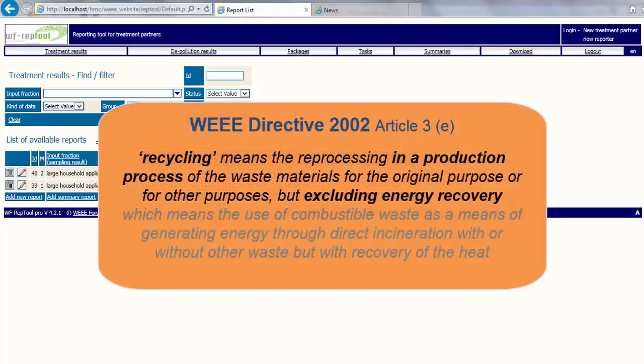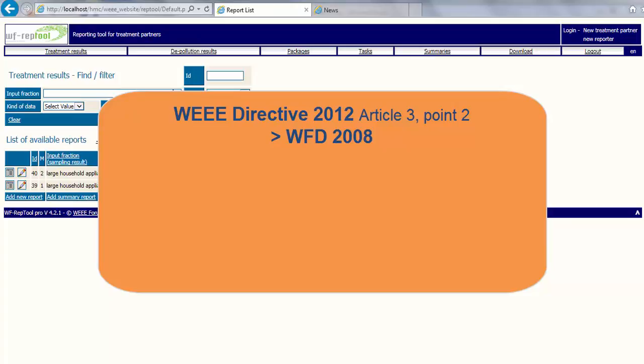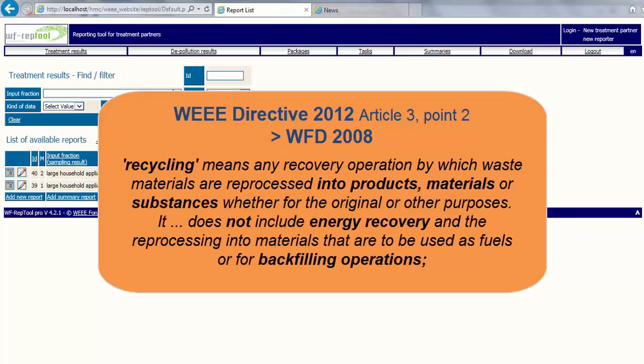See Model 2. Until the WEEE Directive 2002, the definition of recycling was given in the WEEE Directive. Here it is said that recycling means the reprocessing in a production process, excluding energy recovery. The WEEE Directive 2012 does not provide its own definitions of waste or waste management terms, but refers, see Article 3.2, to the Waste Framework Directive 2008. In the Waste Framework Directive 2008, a stricter definition of recycling is given, which says recycling means any recovery operation by which waste materials are reprocessed into products, materials or substances, whether for the original purpose or other purposes. It excludes backfilling operations by definition.